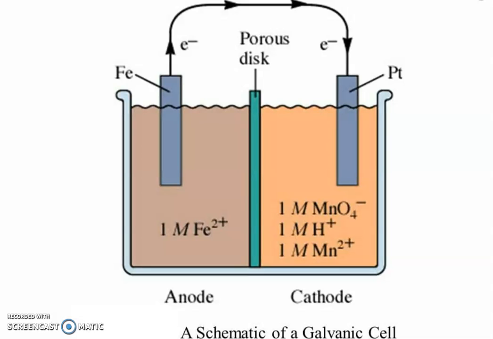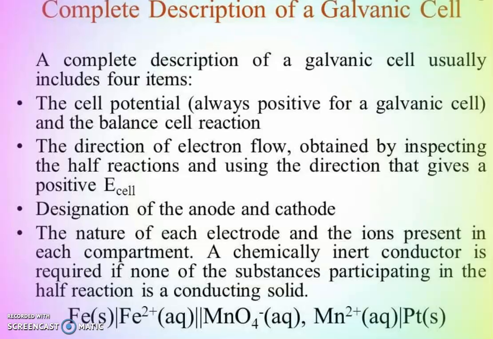you can see the platinum, 1 M MnO4 minus, 1 M H plus, 1 M Mn2 plus. So schematic of a galvanic cell. Now complete description of galvanic cell. A complete description of galvanic cell usually includes 4 items. First, the cell potential, E cell, always positive for galvanic cell, and the balanced cell reaction.